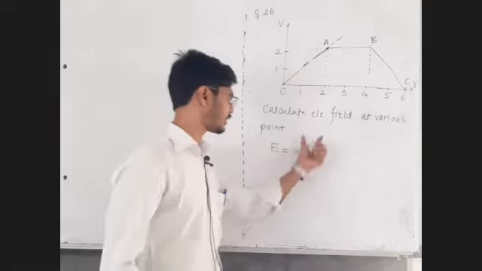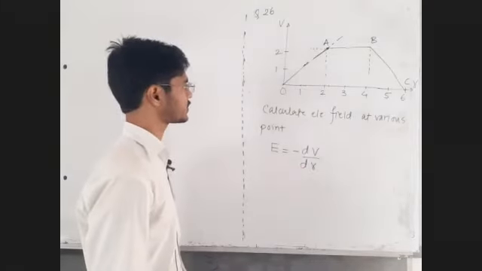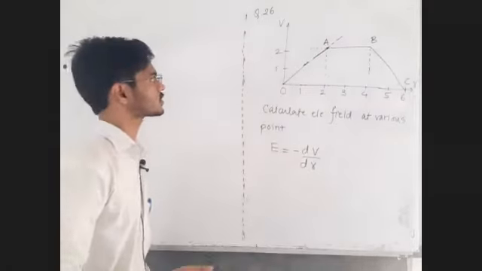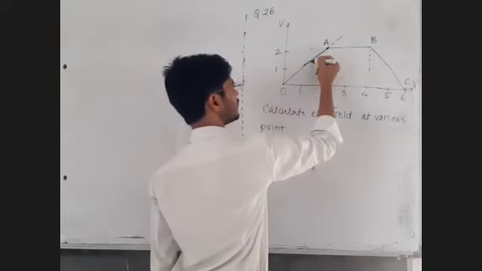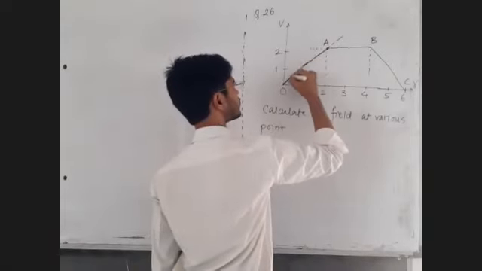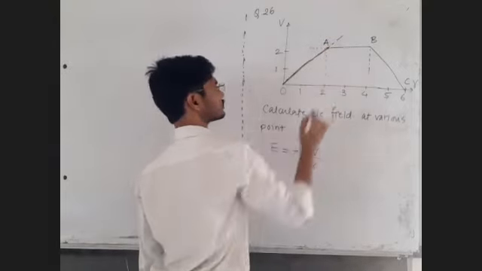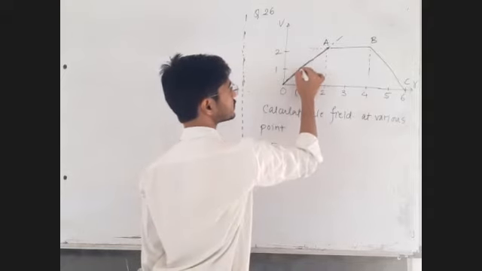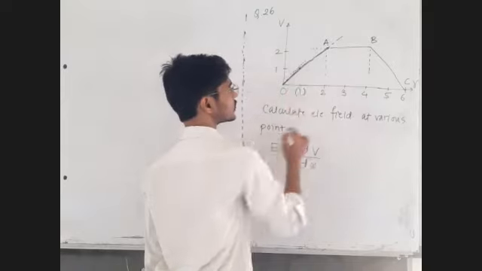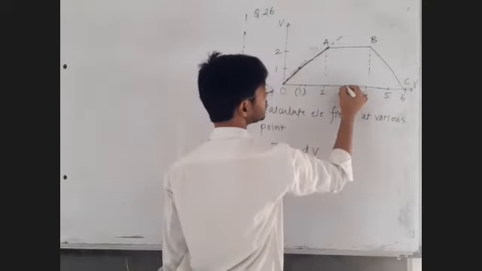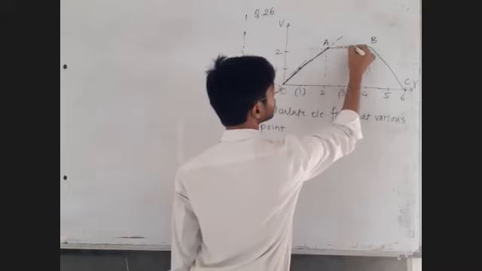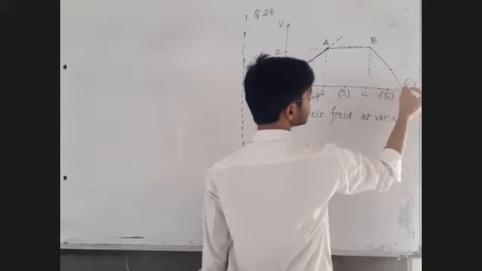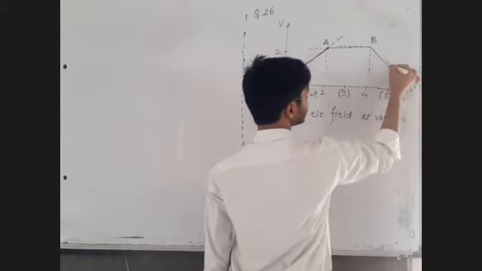Fine. Sir, dV by dr is the slope. So, sir, at point A there will be two different electric fields. In that case, instead of finding electric field at point A, we can find electric field at any point on this line or at any distance. Let us find electric field at point 1, so we can have only one value of slope. Let us find electric field at point 3, and at point number 5, so that we can have only one value of slope, that is tangent.